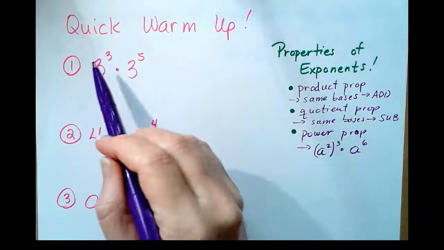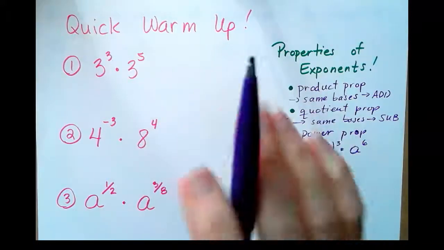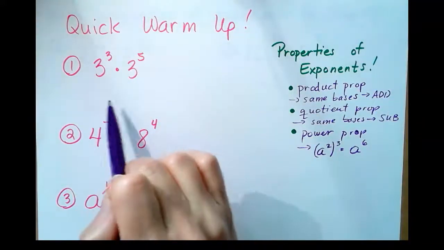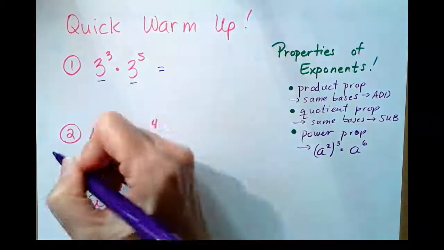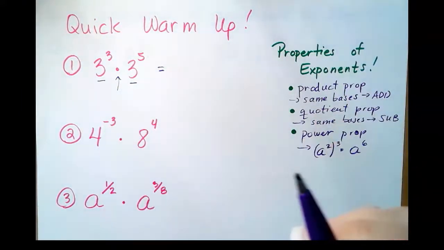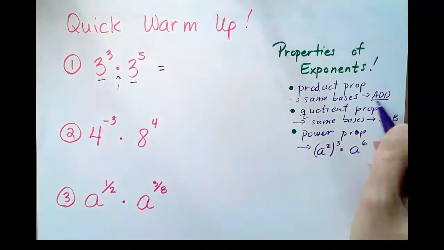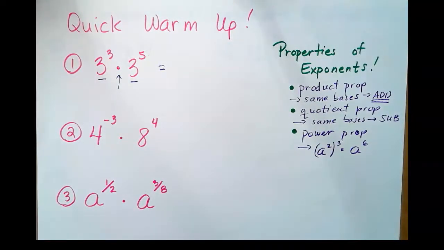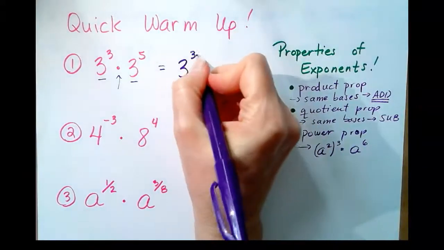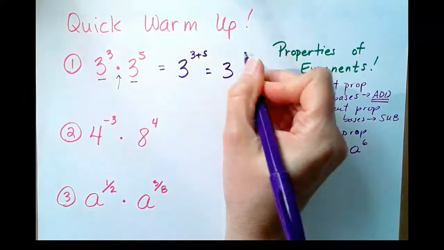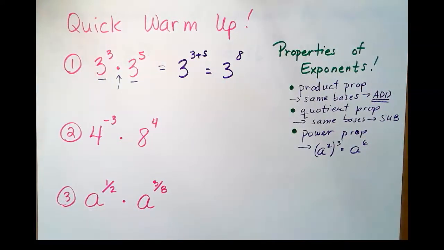So in the first one, we have 3 to the third times 3 to the fifth. It would not be a good idea to evaluate both of those first. It's a better idea to realize that we have the same base and we are multiplying. If we have the same base and we're multiplying, we will add the exponents together. So we keep that base and add those exponents together and get 3 to the 8th. Now 3 to the 8th is quite a large number, so we're just going to leave it as 3 to the 8th. That is simplified enough for our purposes.